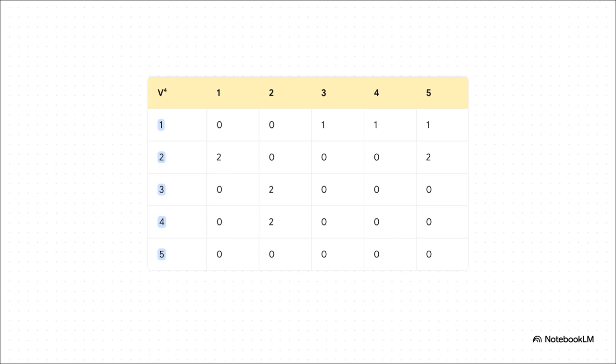Now, here's the magic. If you take that adjacency matrix, V, and you raise it to a power, let's say V to the 4th power, the new matrix you get tells you something incredible. It tells you the exact number of paths of length 4 between any two nodes. Look right here. The number at V^4, position (2,5), is 2. That means there are exactly 2 different ways to get from node 2 to node 5 in exactly 4 steps. It's just an unbelievably elegant way to understand how a network is connected.